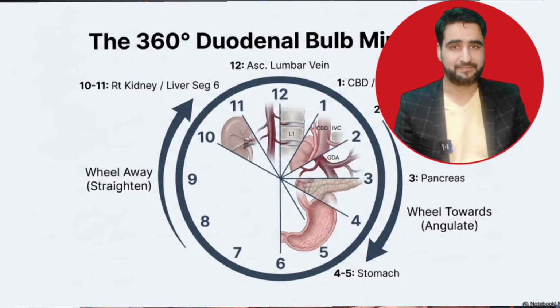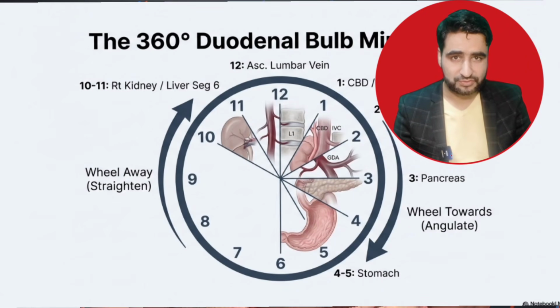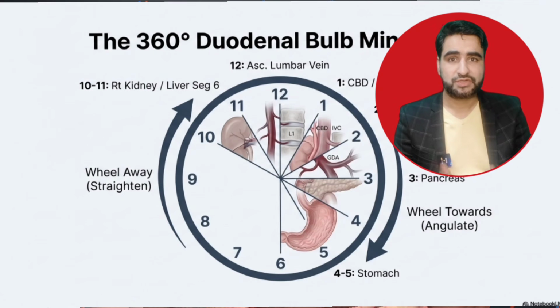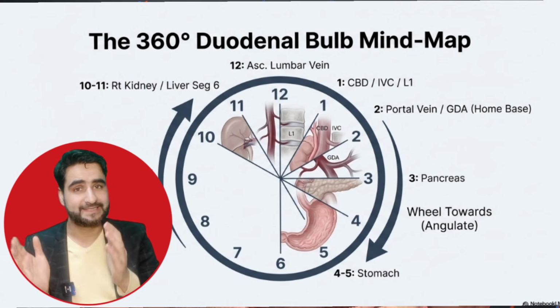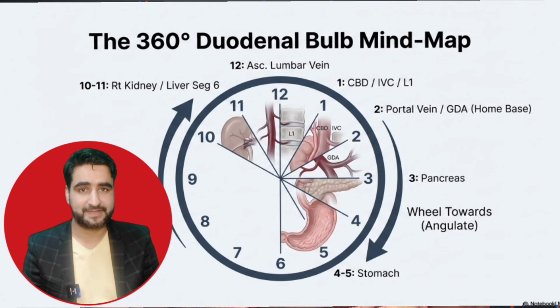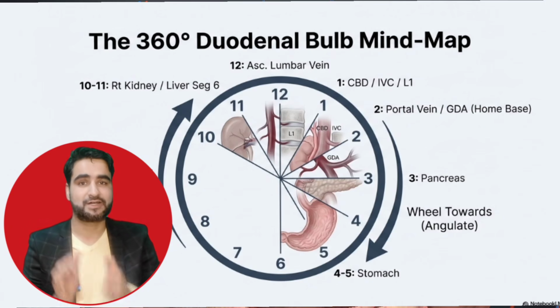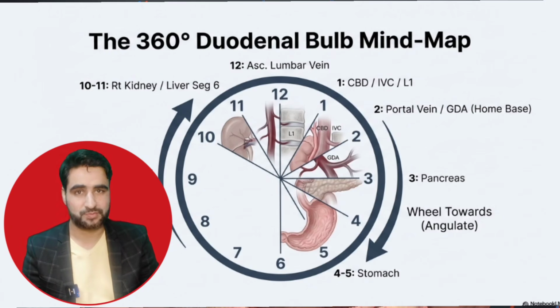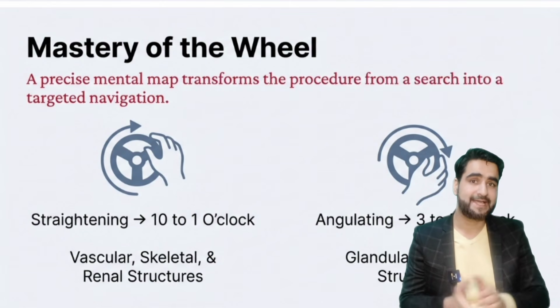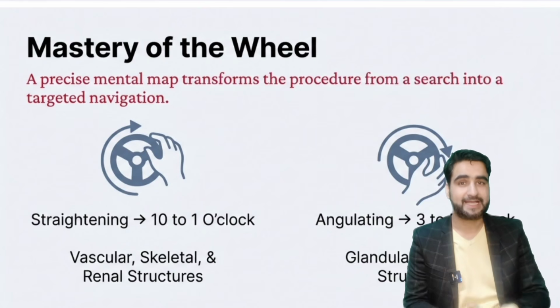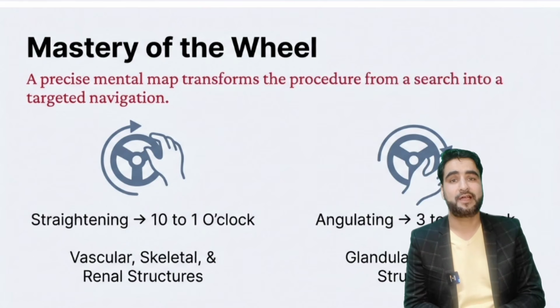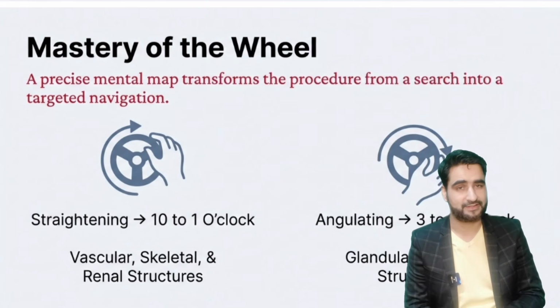Creating your mental map with this systematic approach to big wheel rotation, you can now confidently navigate the complete anatomical landscape at the duodenal bulb station. Remember that the portal vein at the 2 o'clock is your constant reference point, and all other structures are oriented relative to this home base. Mastering these movements will enable you to efficiently locate structures during your EUS procedures and develop the spatial awareness essential for expert level endoscopic ultrasound.